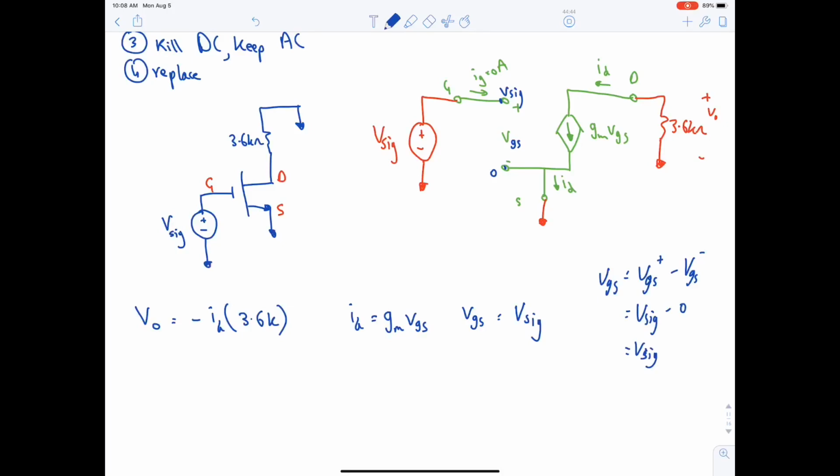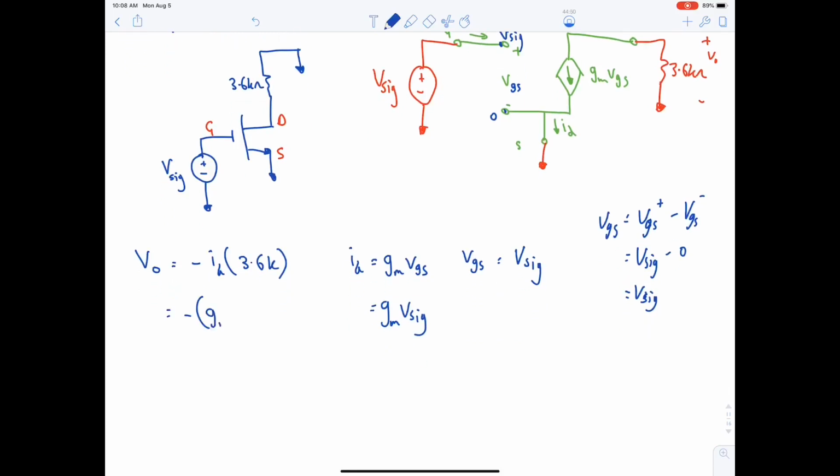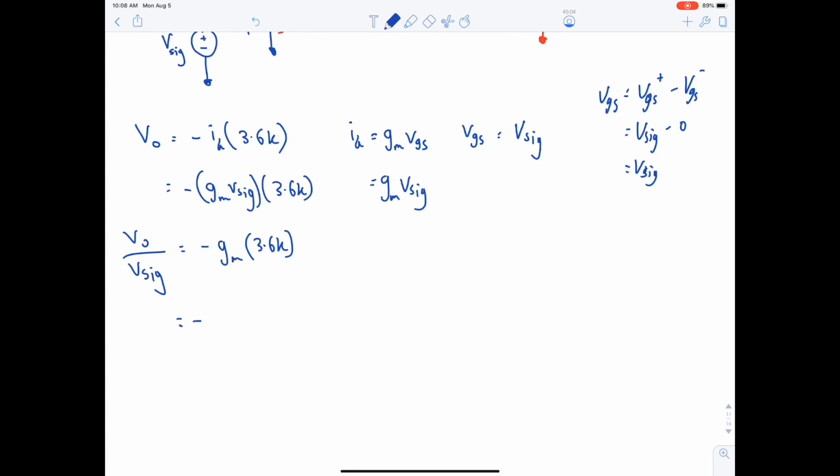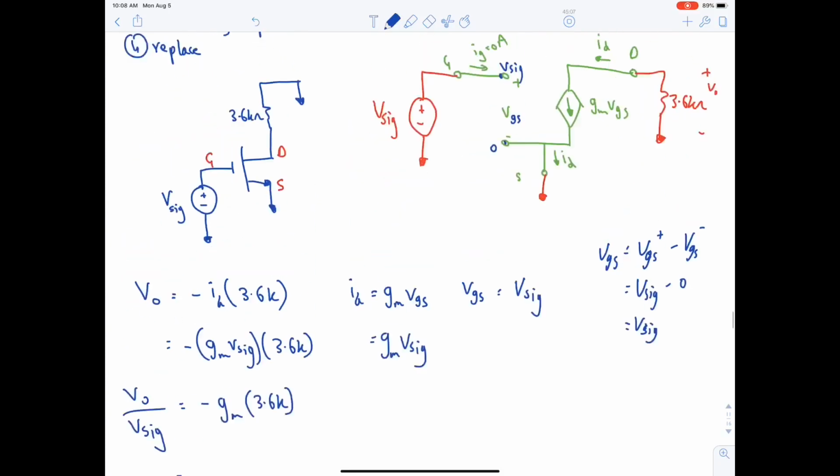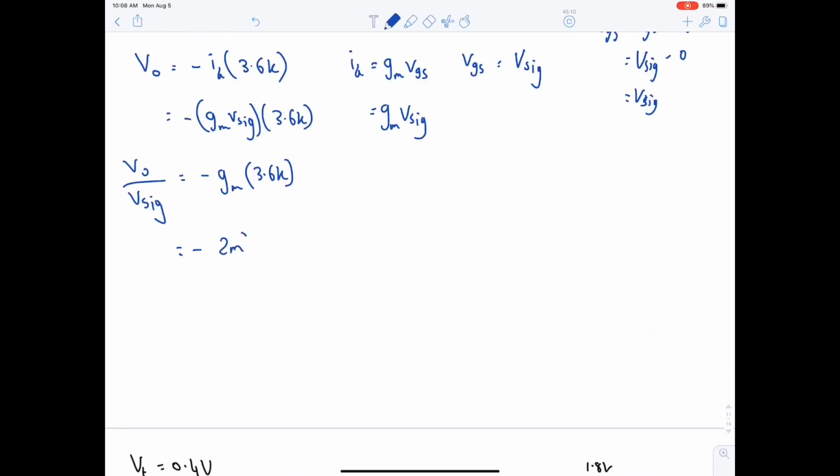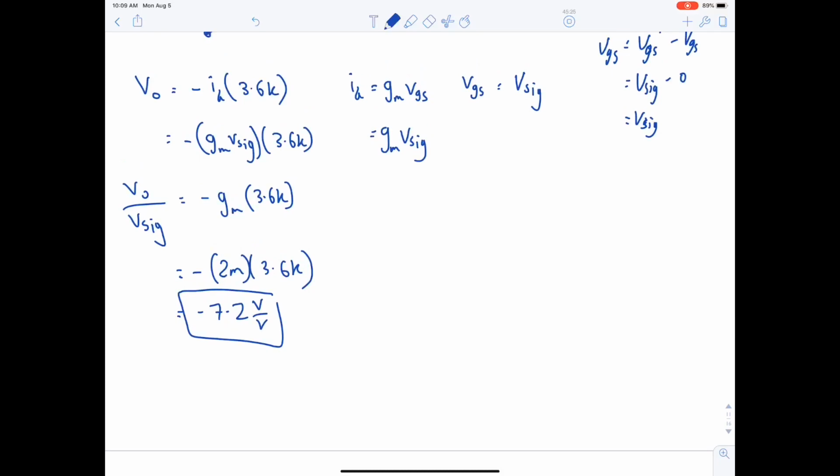Okay, so you go back, gm V sig, go back, it will be minus gm V sig multiplied by 3.6K. We're looking for VO over V sig, so this will become minus gm 3.6K. gm is 2 milli multiplied by 3.6K. K with milli, they will cancel each other out. Okay, and the answer will be minus 7.2 volt over volt. Okay, that's the first part of the question.